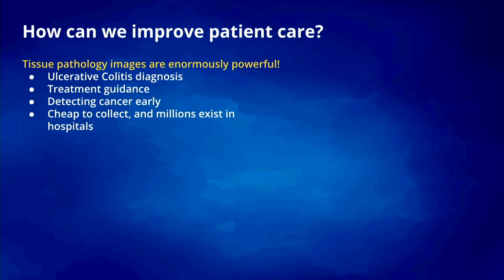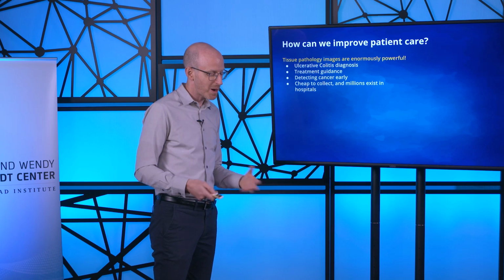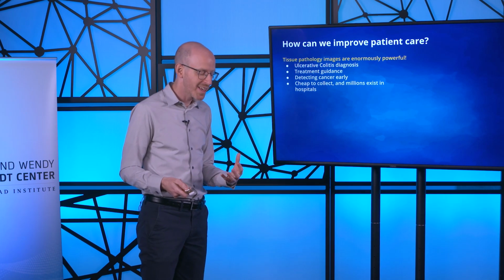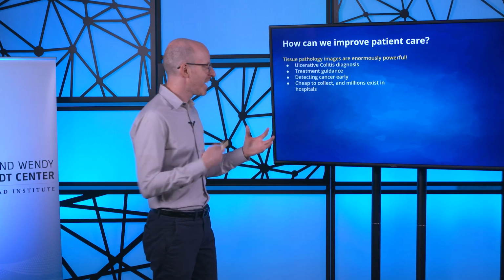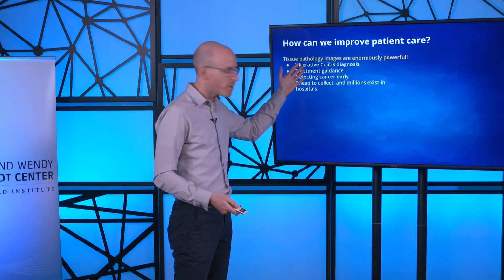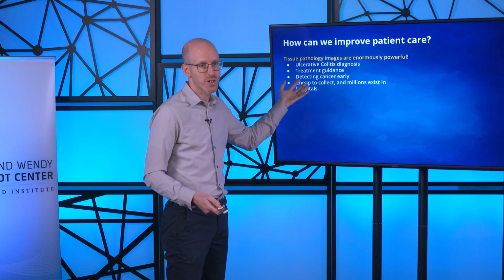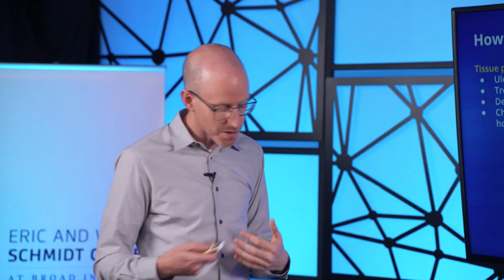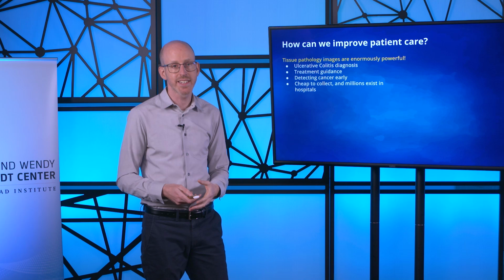So what have we learned so far? Well, you've seen a lot of tissue pathology images, and you probably can see that they're incredibly powerful. You haven't seen enough to become a board-certified pathologist, but you hopefully realize that these images are really helpful for diagnosing ulcerative colitis, figuring out what treatment to use, and also detecting cancer early, which is super important. The other thing I want to point out about these H&E images is that they are very cheap to collect. This is routine care, and millions of these images exist in hospitals.